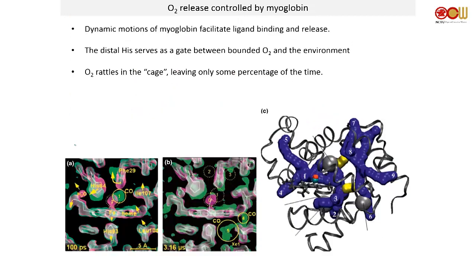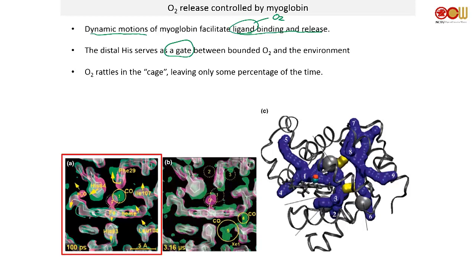Now, here we're going to talk about how O2 is released. So once it binds, how is it released? What you see is that there are dynamic motions of myoglobin, which facilitate ligand binding and release. And here by ligand, essentially it's talking about molecular oxygen. Now, the distal histidine, like I said, has two functions. Number one function is it stabilizes the molecular oxygen binding. The other function is that it serves as sort of a door, a gate between the bound O2 and the environment. Okay, so what does that mean?